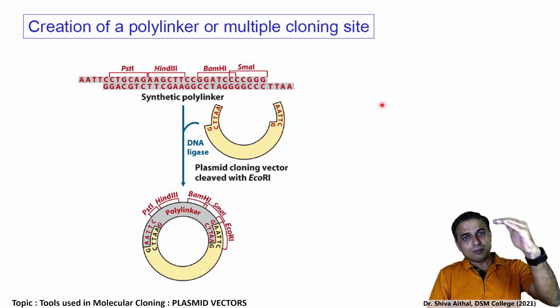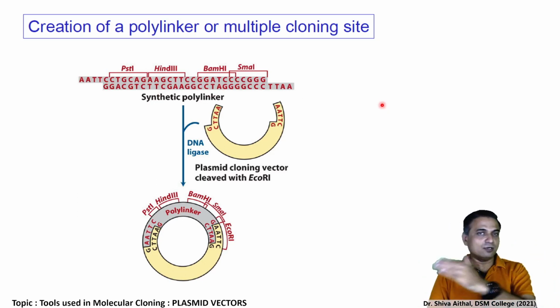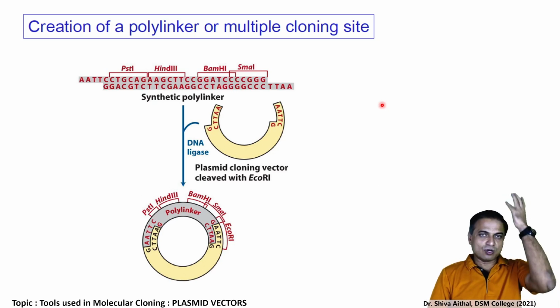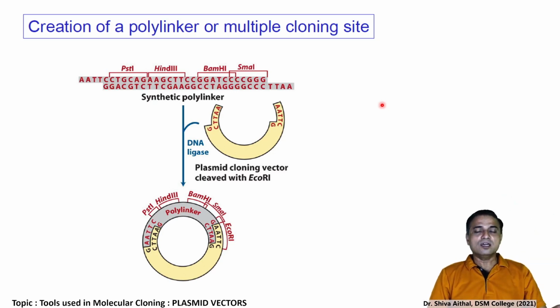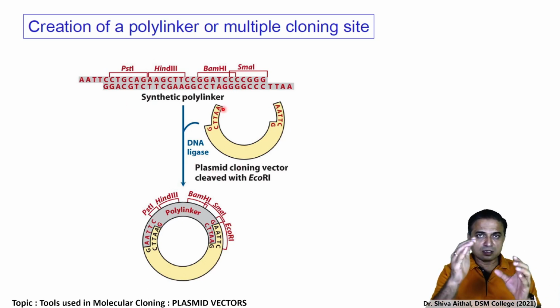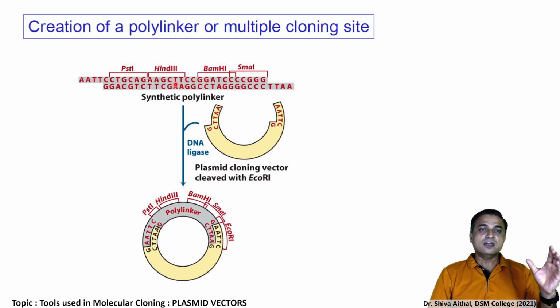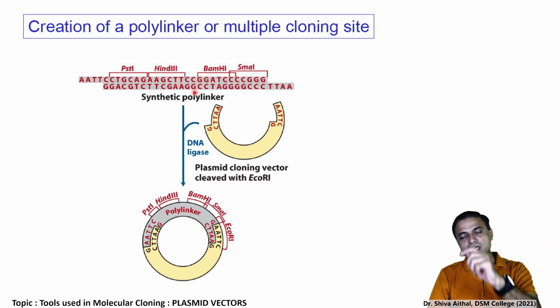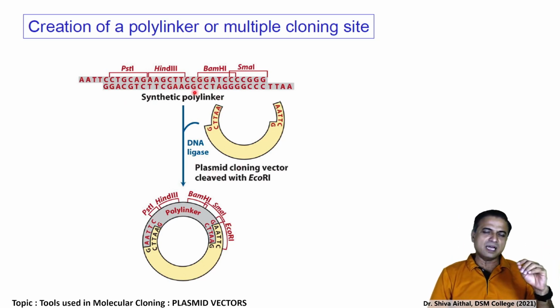How is this modification of a natural DNA to an artificial DNA done? Using all those enzymes which we studied in the DNA modifying enzymes. So you create a synthetic polylinker which has multiple restriction endonucleolytic cleavage sites, and you ligate it into a plasmid. Now this is not the gene of interest. Try to understand, we are introducing a synthetic polylinker into a plasmid vector.